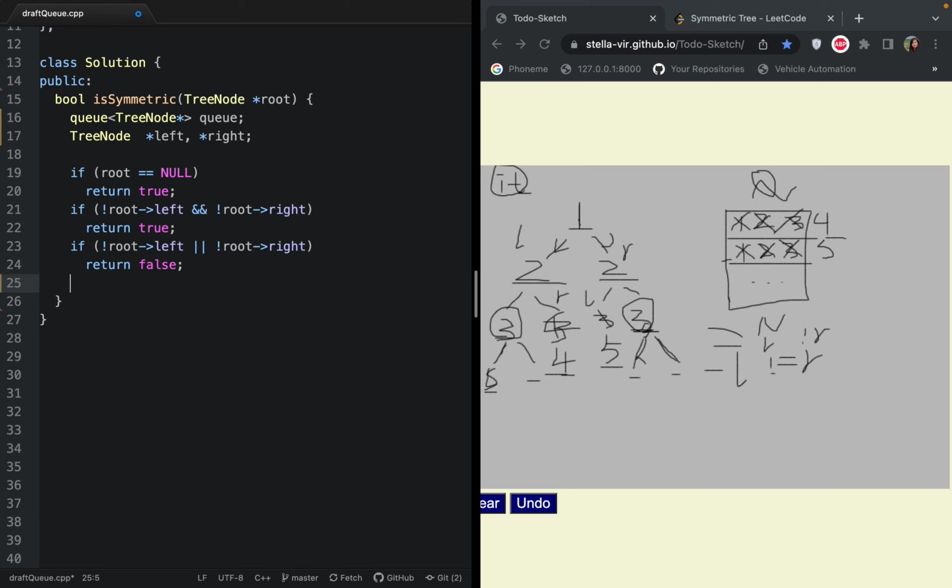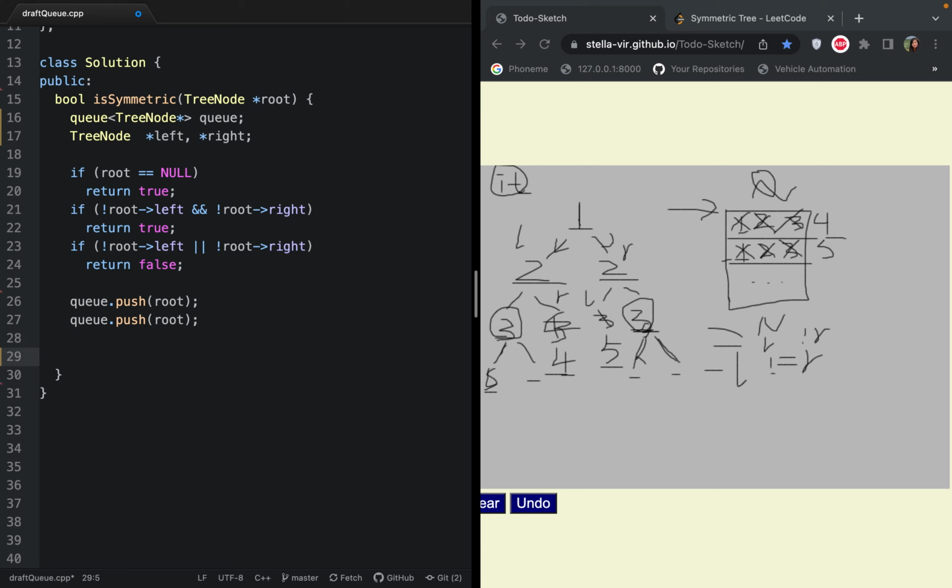And besides these edge cases, we want to start, from the root, by pushing it inside our queue. So we do queue.push. We want to push it in the front. So we put root in there twice, so it's going to occupy the first spot and also the second spot in the queue.